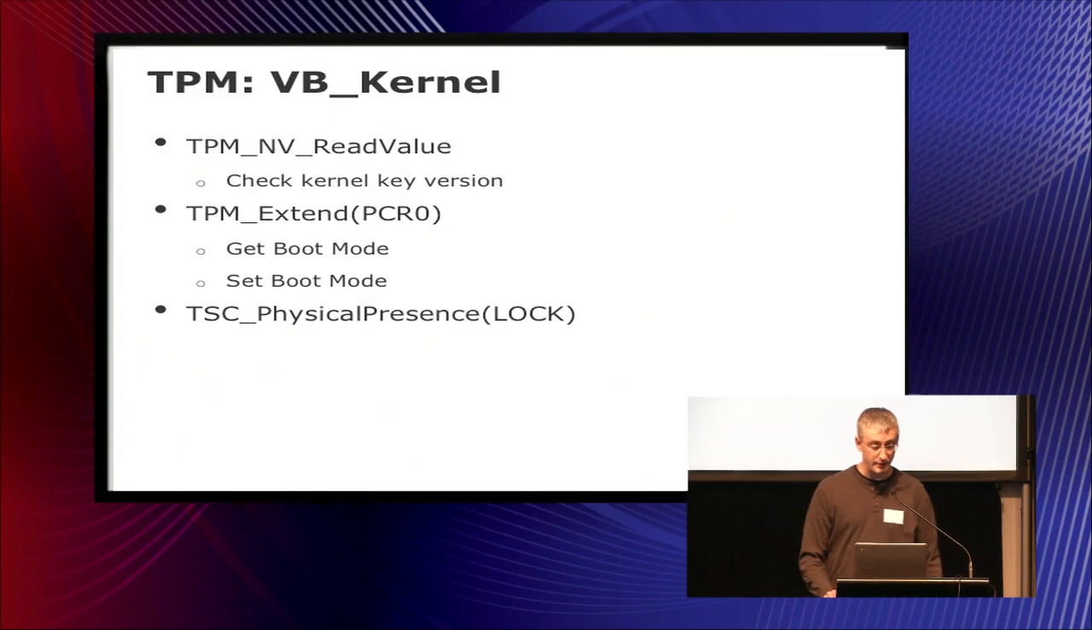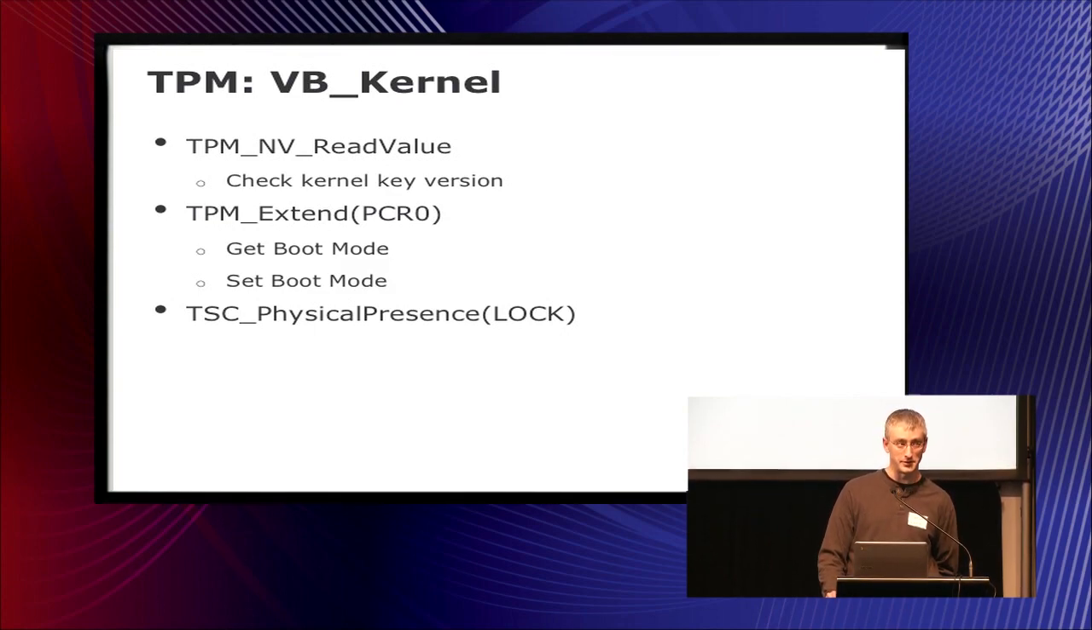And then in the verify boot kernel half of the picture, we do even less with the DPM. We read the NVRAM again and check the kernel key version to ensure that the kernel keys have not been rotated and that we're not trying to fall back to an old version. Extend the PCR again to check which mode we're in. If we are changing modes, for example, if you're transitioning into developer mode, we actually write this PCR back out with the new boot mode state. And then we lock physical presence in the TPM and boot the system.